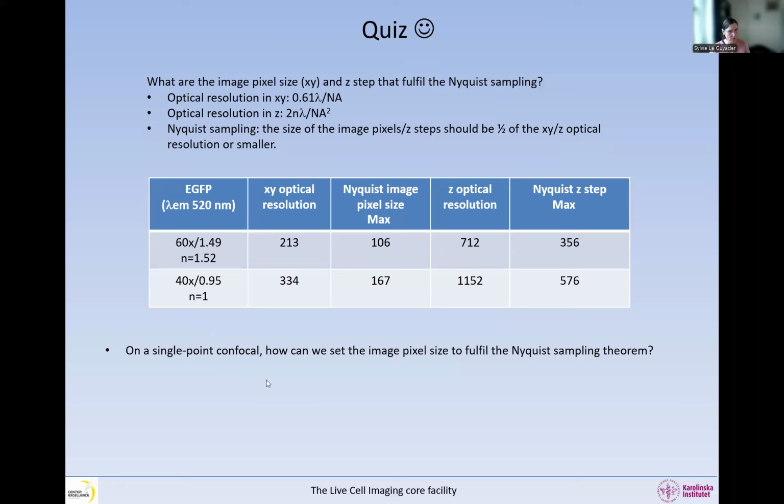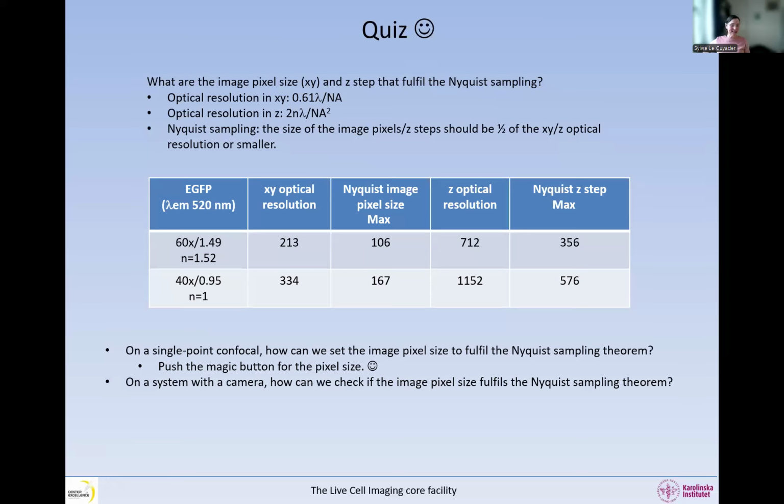On the single point confocal, how can we set the pixel size to fulfill the Nyquist sampling criterion? You guys tell me. What can we do on a single point confocal if we want to set the image pixel size to Nyquist? For a single point system, we push the optimal button. Click on the magic button. Very simple, okay?